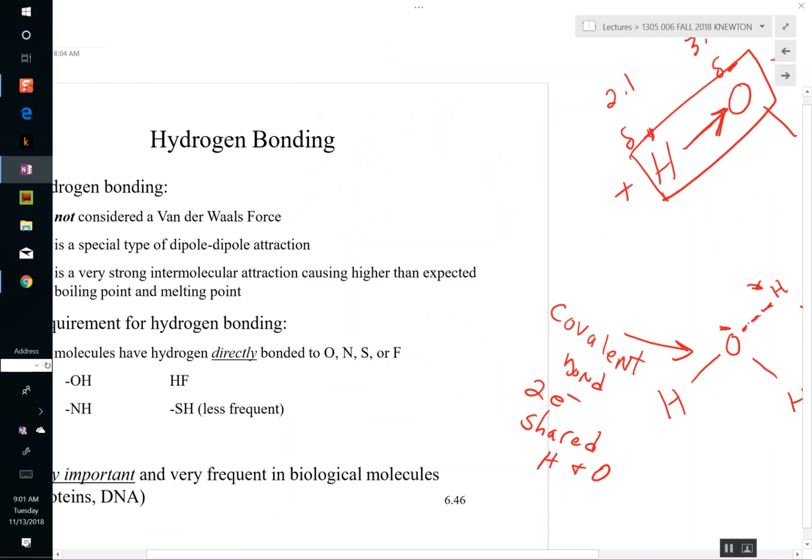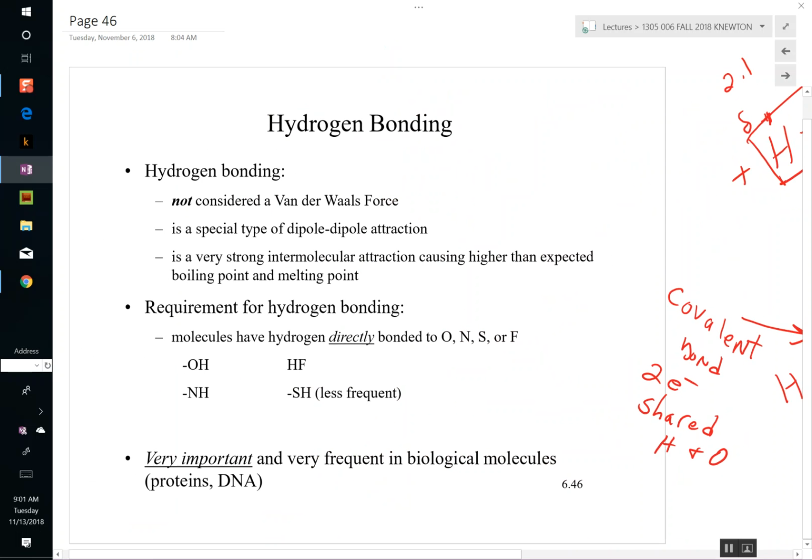Why do we make such a big deal out of it? You've heard DNA is a double helix, right? What holds those two strands of DNA together? Hydrogen bonding. Hydrogen bonding holds them together.